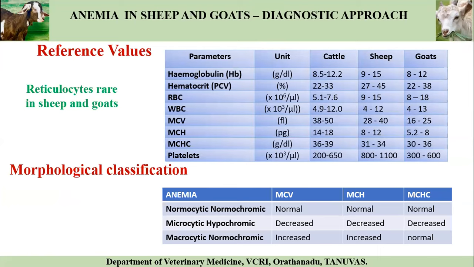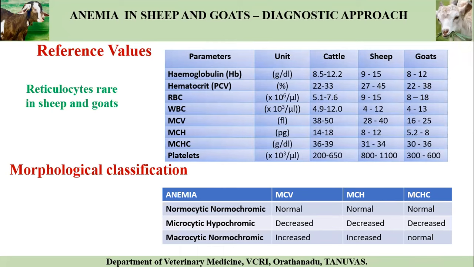I am comparing the cattle red blood cells, MCV, MCH, and MCHC with sheep and goats, which all vary. If MCV and MCH are normal, but hemoglobin and hematocrit are low, the patient falls under normocytic normochromic anemia. If the MCV and MCH values are decreased, that means microcytic, smaller RBCs. Hypochromic depends upon the RBC staining. Macrocytic hypochromic indicates increased MCV and decreased MCHC. This condition is rare in small ruminants.